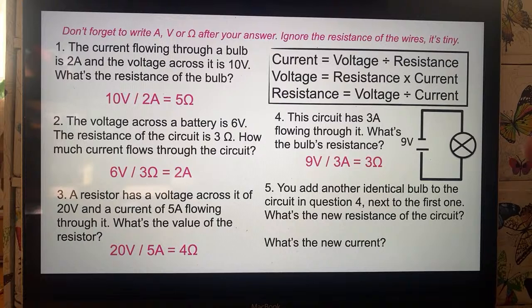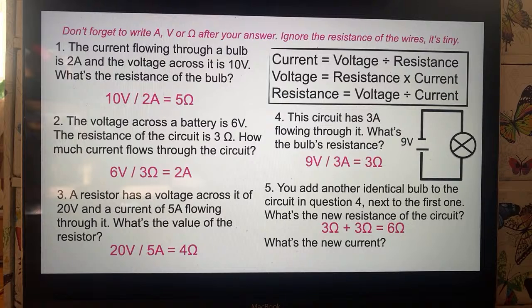Question number 5, you add another identical bulb to the circuit in question 4 next to the first one. What's the new resistance of the circuit? Well, I said to ignore the resistance of the wires. So if the resistance of the circuit with one bulb is 3, if you add another bulb, you've made it twice as hard for the current to get through. So you've doubled the resistance. So it would be just 3 ohms plus 3 ohms, which is 6 ohms.